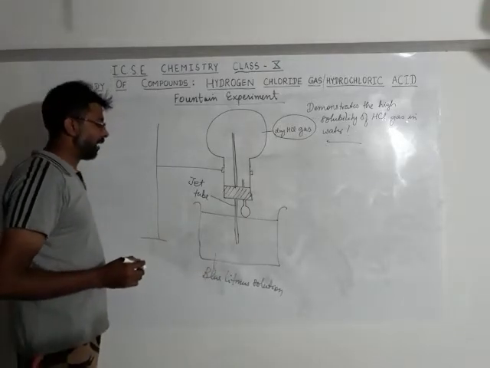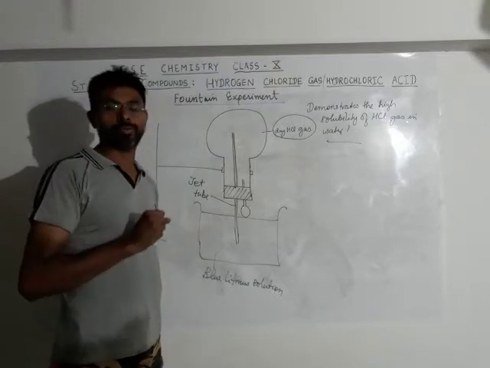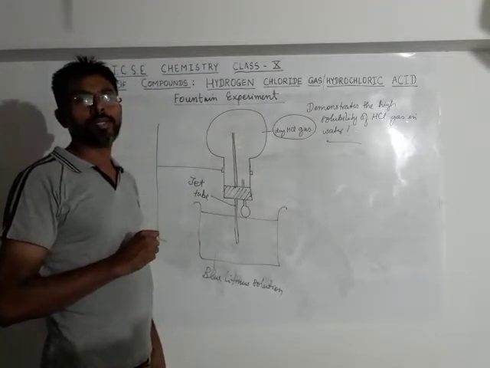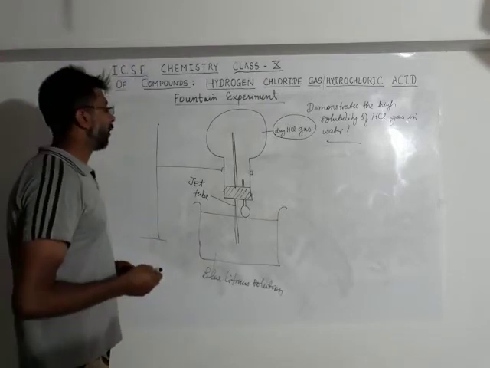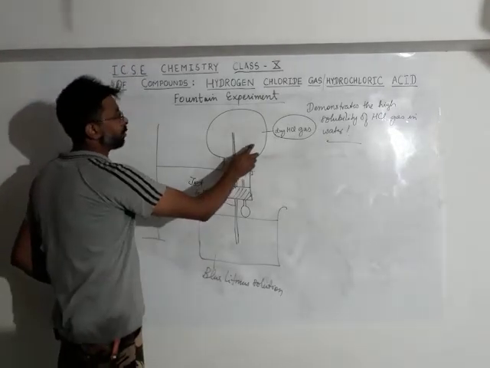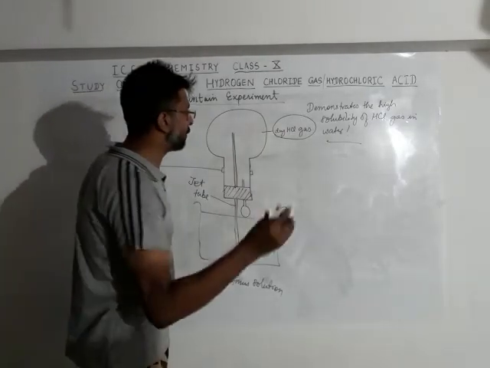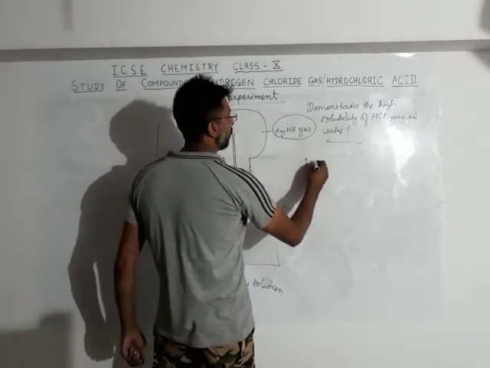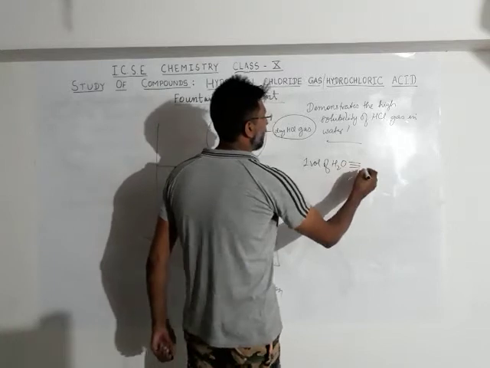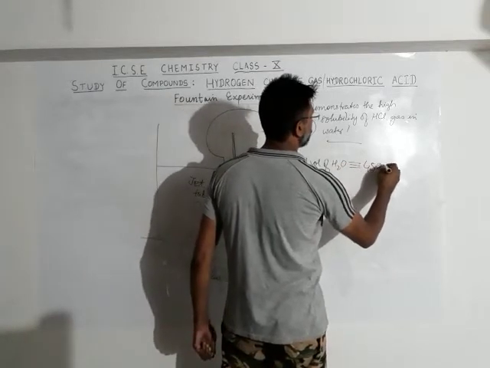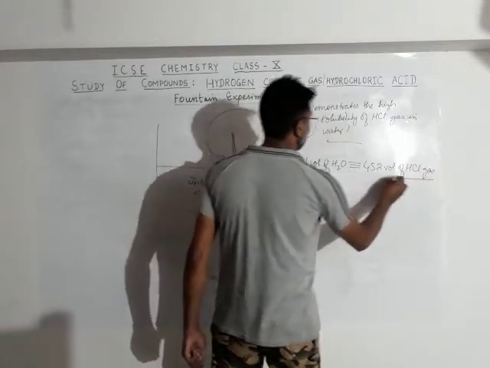Okay, and now we know that when gases are cooled, they contract. They may condense also. So we already know that hydrogen chloride gas is highly soluble in water. I have already mentioned that earlier. One volume of water can dissolve 452 volumes of HCl gas. So this is a huge volume to be dissolved.